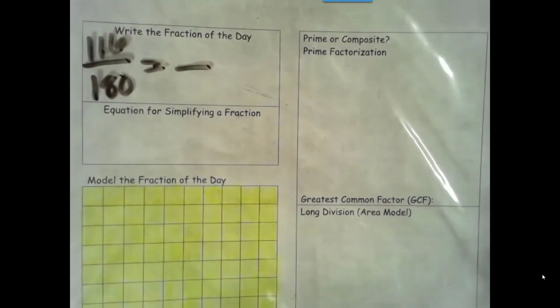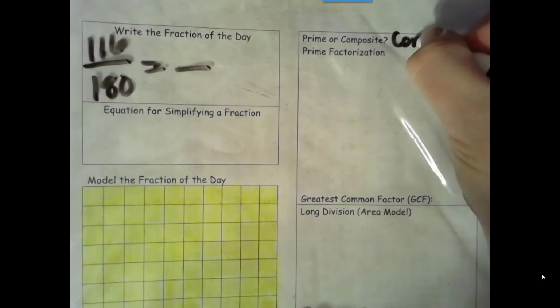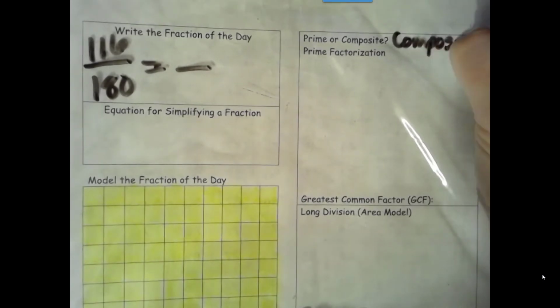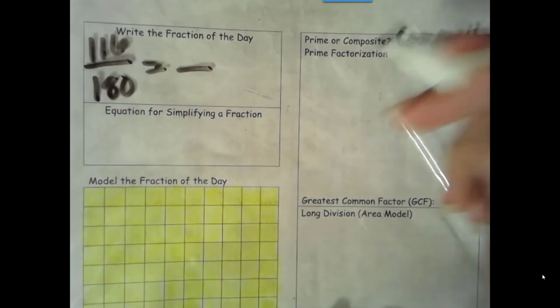Okay, let's think if that numerator is prime or composite. Well, it's an even number, and the only even number that's prime is the number 2. So it has to be composite. And that's because we already have more than 2 factors. We have 1, the number itself, and 2. So we already have more than 2 factors, so it is composite.